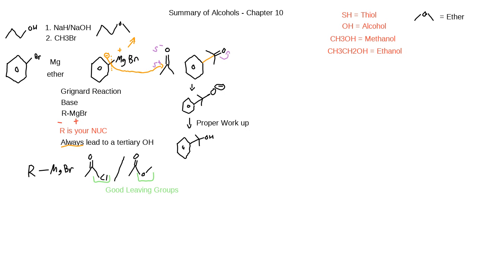I should probably not abbreviate. Okay. So we're gonna go over a scenario where you have a Grignard reaction attacking a good leaving group structure.